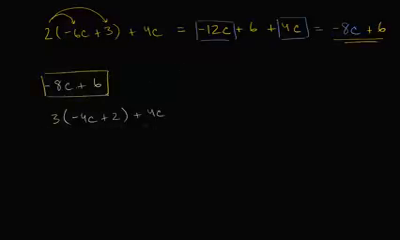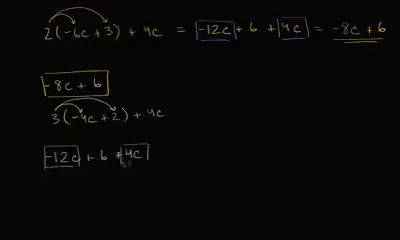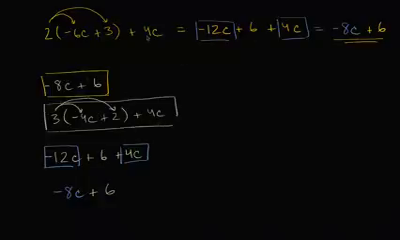Now, what about this one down here? Well, to figure that out, let's simplify it. Let's distribute the 3. 3 times negative 4c is negative 12c. 3 times positive 2 is positive 6. So plus 6. And then we have the plus 4c over there. It's looking good. Then we can add the terms that involve c. Negative 12c and 4c, you add those together, you're going to get negative 8c plus 6, which is exactly what these other ones are. So all of these expressions are actually equivalent. This one, that one, and that one.